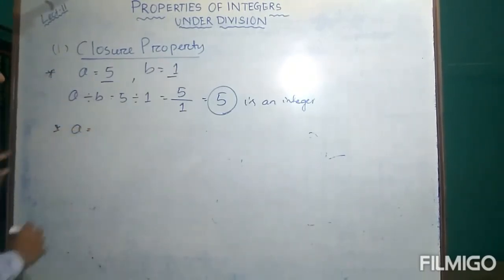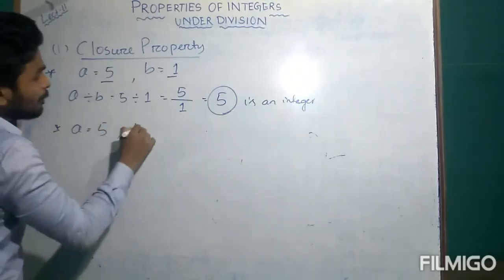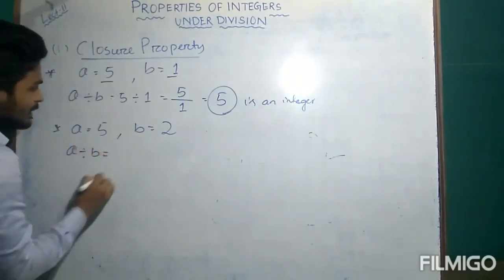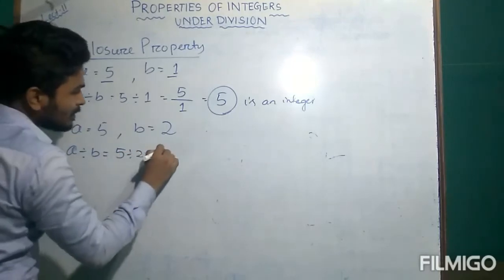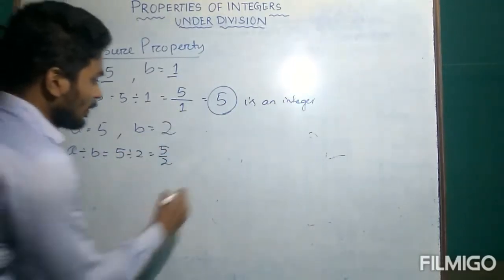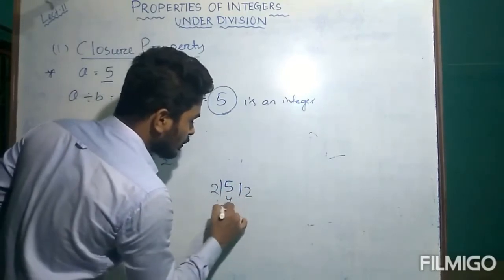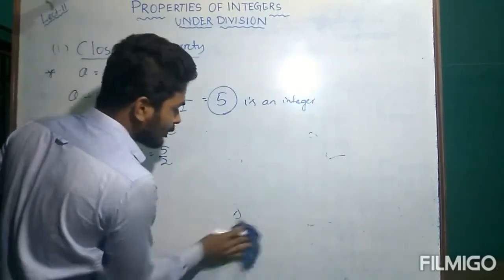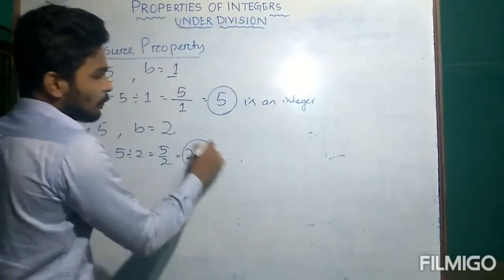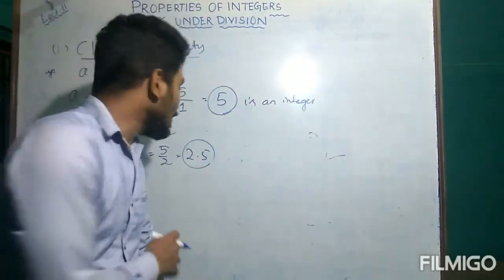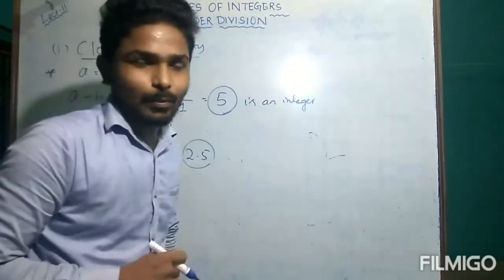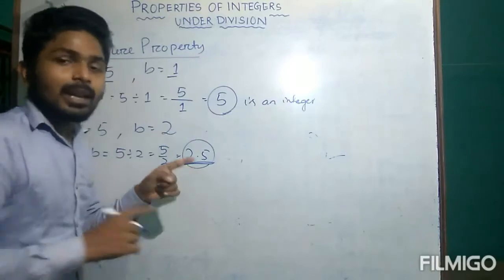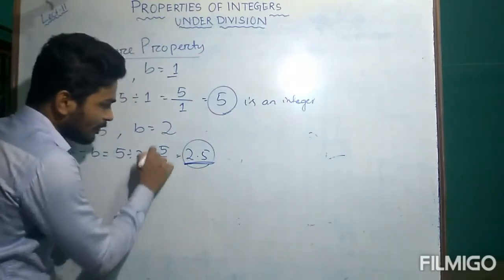Suppose someone chooses A to be 5 and B to be 2, right? Now find A divided by B. A divided by B is equal to 5 divided by 2, that means 5 by 2. Now divide 5 by 2, and your quotient is 2.5. Now tell me whether 2.5 is an integer or not. It is not an integer. Why? Because it is a decimal number, and it can be converted into a fractional form like 5 by 2.